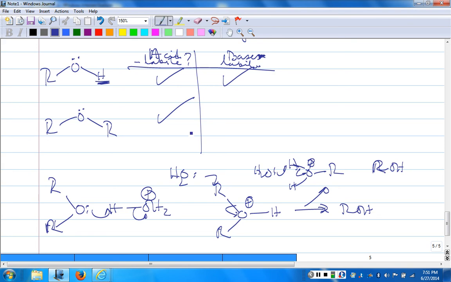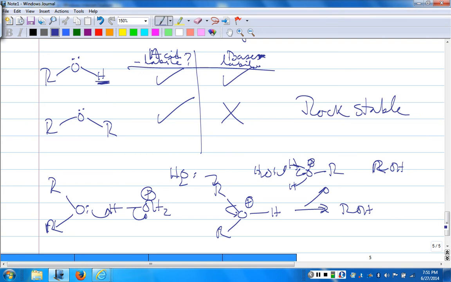But are ethers base labile? Will ethers react with bases? Can ethers react under basic conditions? Well, they would if they had an acidic H, but they don't. Therefore, ethers are not base labile. In fact, what we say is that ethers are rock stable. We say ethers are rock stable in base. So basic conditions do not bother ethers.